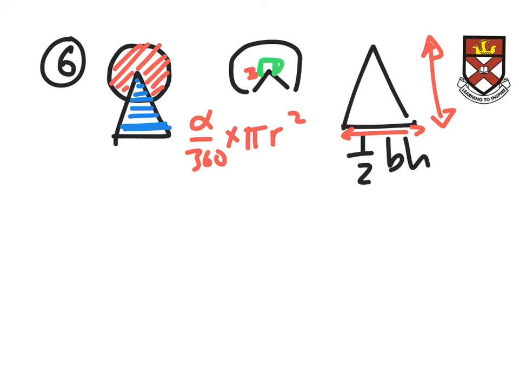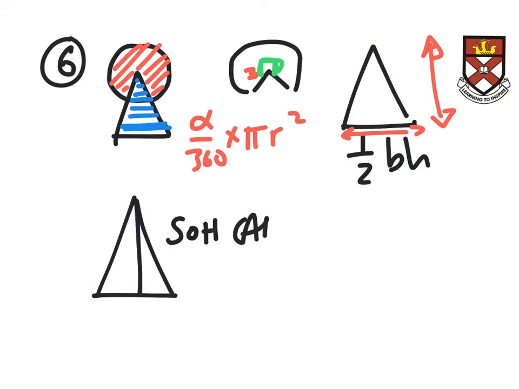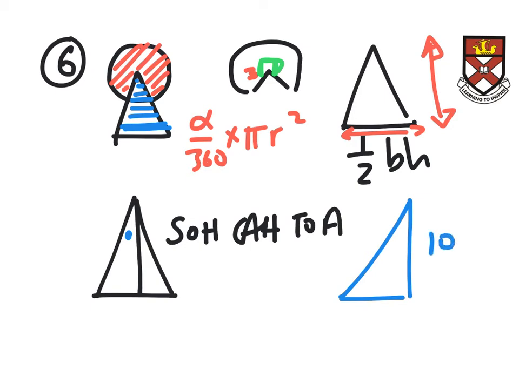So we go back to our triangle, we split it in half, and we do some SOHCAHTOA. That is going to tell you what this angle is. So there's my triangle split in half. We know from the question that your triangle is 10 high. We know from the question the triangle is 3 wide, or half of it is 3 wide. I can do SOHCAHTOA to work out that angle.